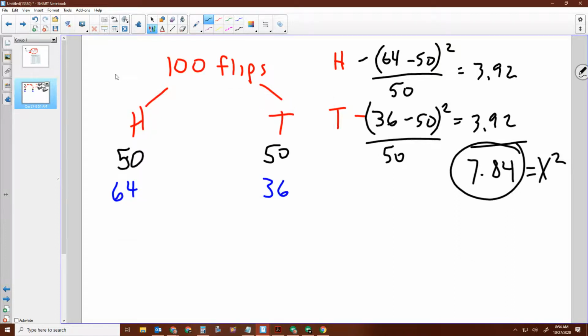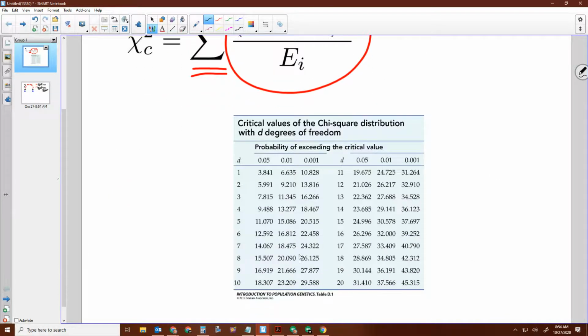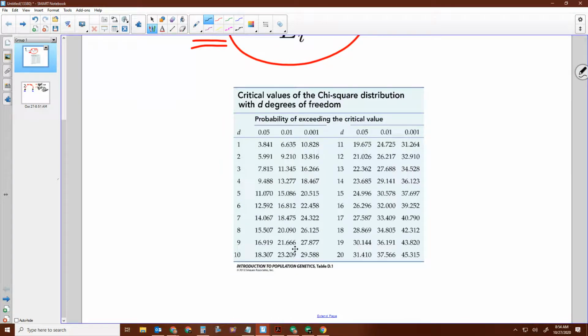All right, so what do I do with that 7.84? Well, I'm going to take that and go back into this table. And this table has a lot of information on it. For one, we are always going to look at this column, the 0.05 column. You can just ignore these other ones. They have to do with closeness of fit, and so we're always going to use 0.05. On the AP exam, they're going to give you a chi-square table, and they'll probably even give you the 0.01. We're always going to use 0.05, though. And now I need to know how many degrees of freedom I have. That's what this D stands for, degrees of freedom.